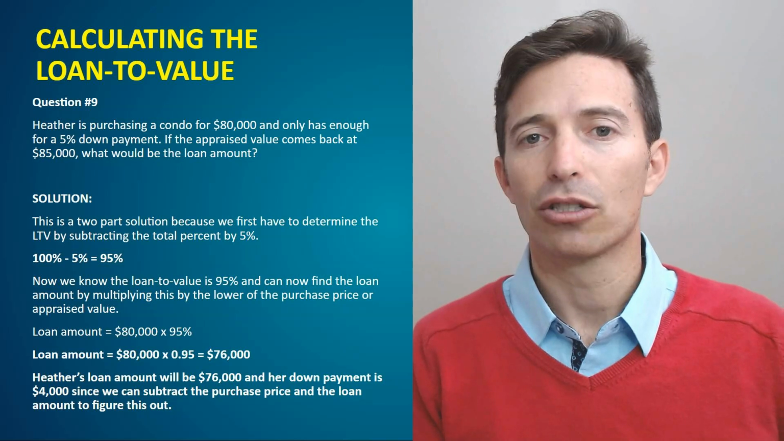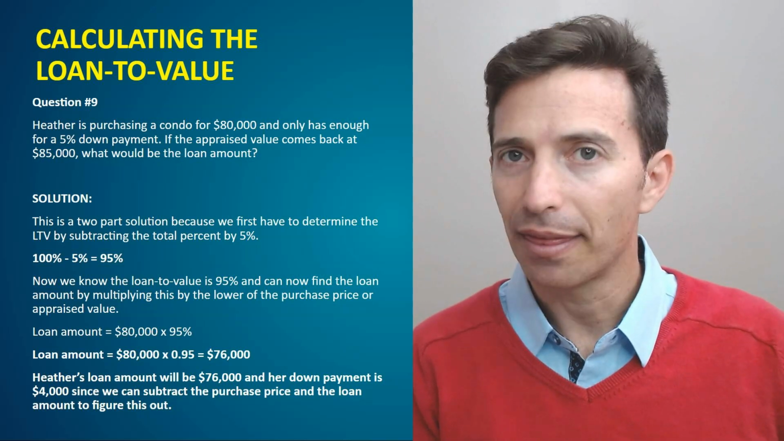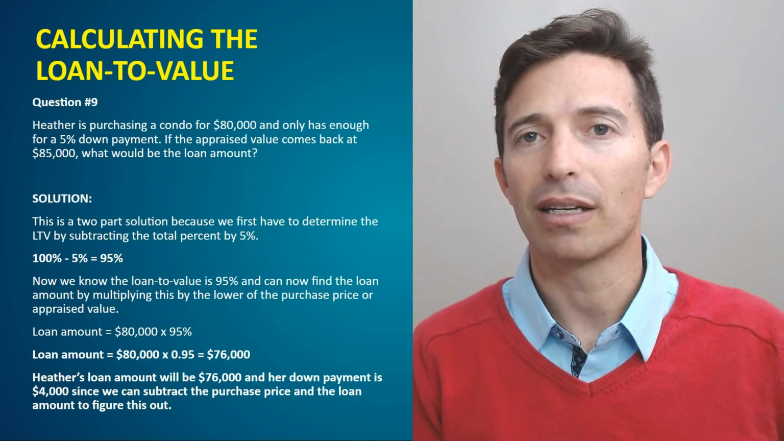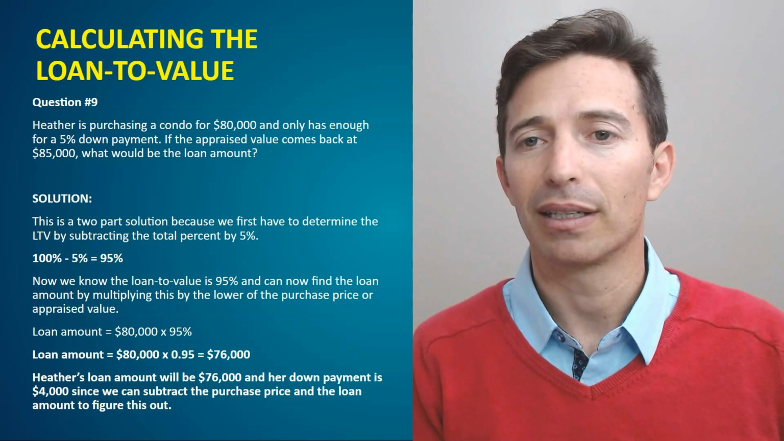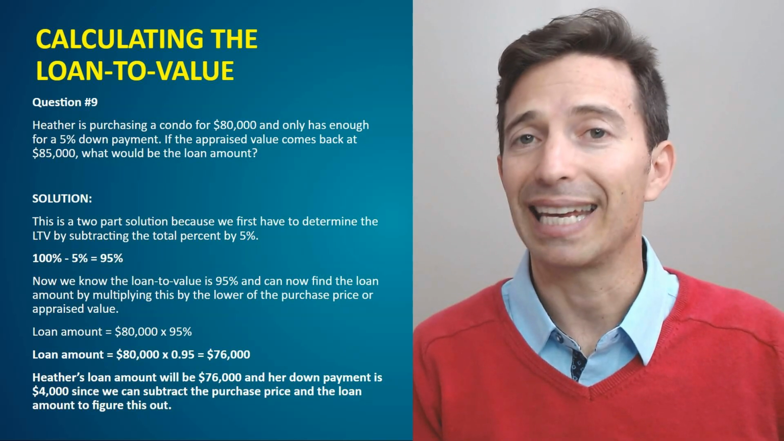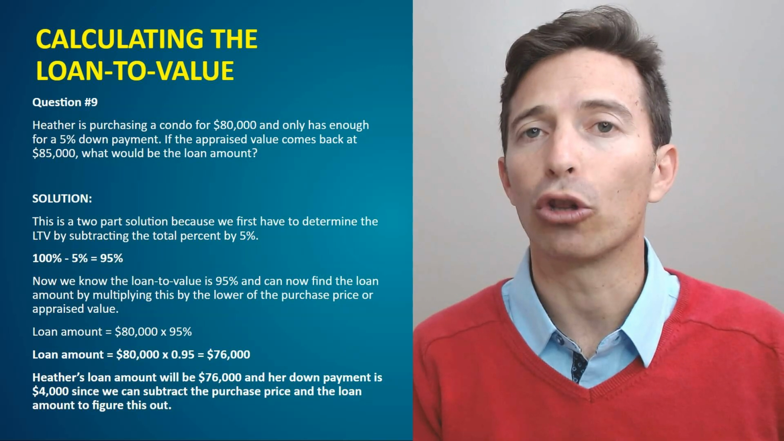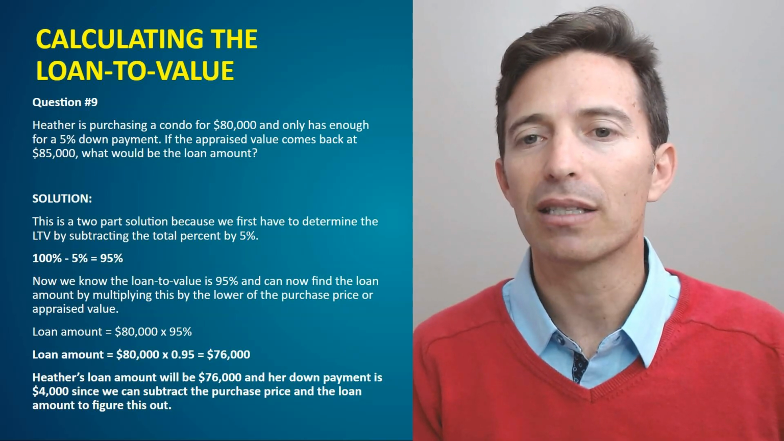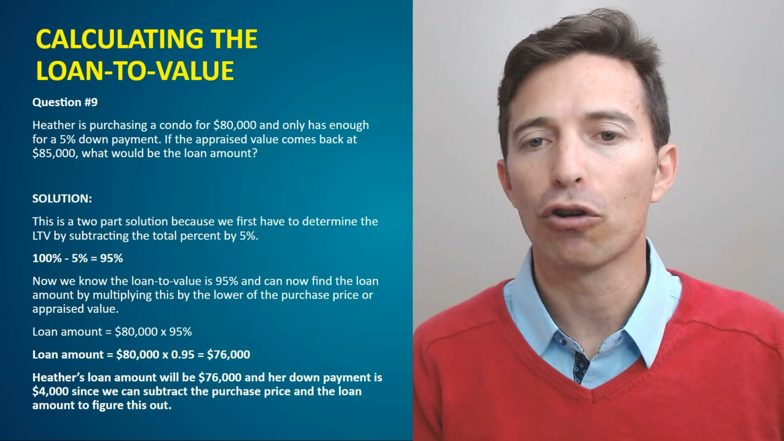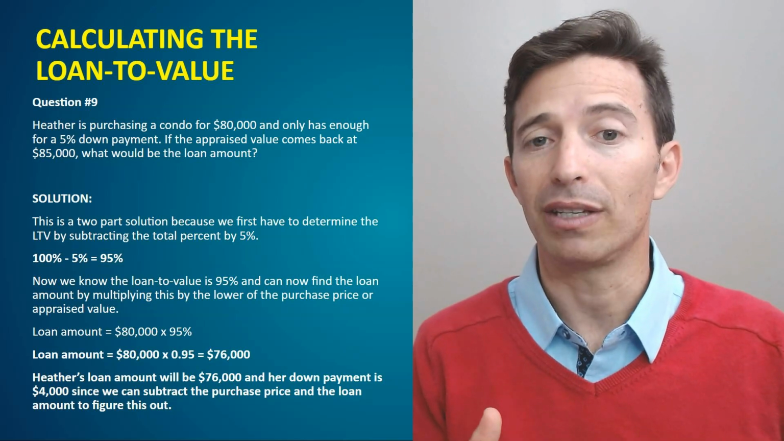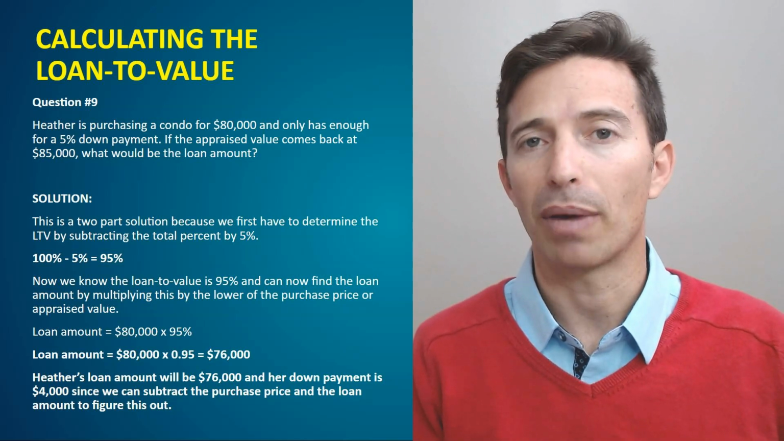Question number 9. Heather's purchasing a condo for $80,000 and she only has enough for a 5% down payment. If the appraised value comes back at $85,000, what would be the loan amount? So in this case, this is going to be a two-part solution. First, we have to figure out what the LTV is, and then we're going to calculate the loan amount.